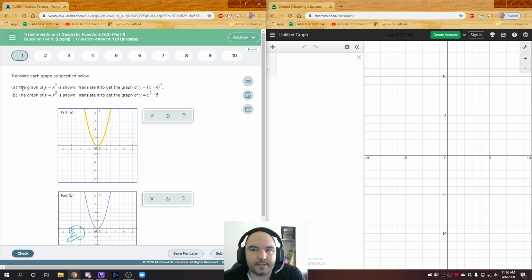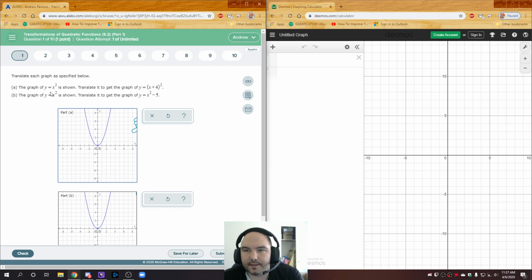The first couple of questions here say the graph of y equals x squared is shown. You're going to get a lot of that on these. This is called a parent function, x squared with no extra numbers added or subtracted or in front or anywhere else. It's just a basic parabola. They want you to graph y equals (x plus 4) squared.